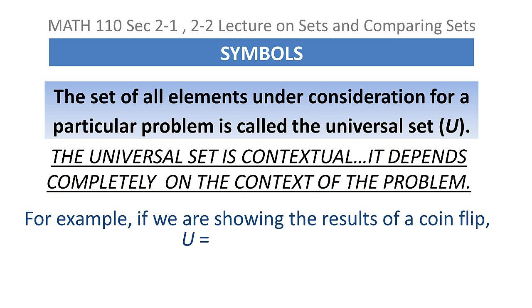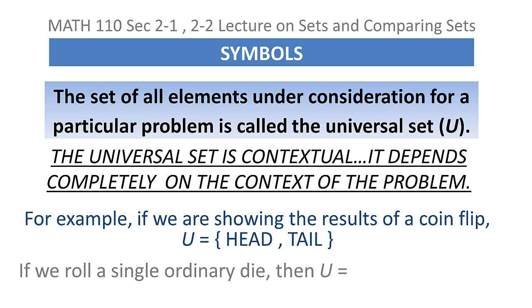For example, if you're showing the results of a coin flip, something very simple, heads or tails, that's your universal set. If you roll a single ordinary die and you're looking at what comes up on the face, then the universal set is the set containing 1, 2, 3, 4, 5, and 6. Those are the only things possible. There is no 7 or 50 on an ordinary die. The universal set is contextual, depending on your problem.